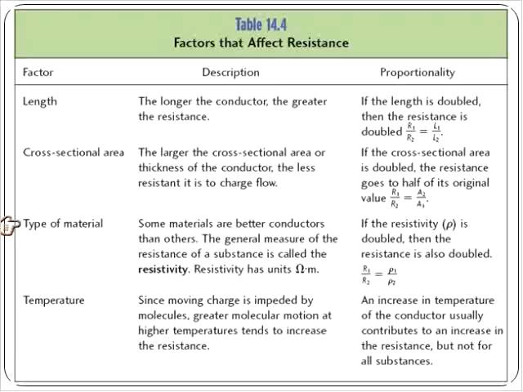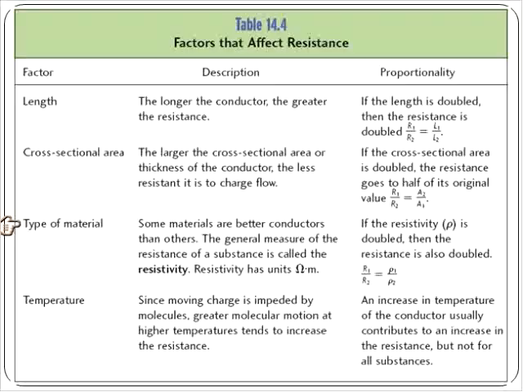Then we've got type of material. Also important. Some materials obviously are better conductors than others. Like copper wire is a pretty good conductor. Aluminum is a really good conductor. Gold is even better, but obviously we don't make wires out of gold because they'd be too expensive. But often in high-end stereo equipment, the connectors are gold-plated for that reason, because it's a much better conductor.